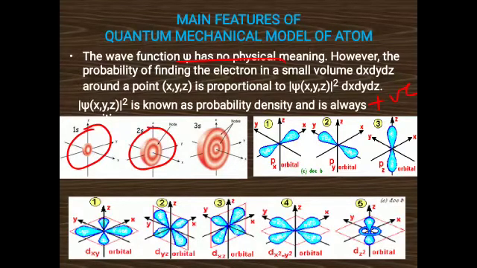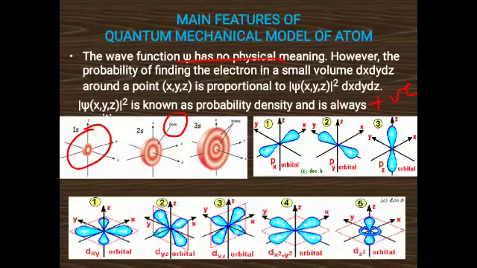What is the empty space between the 1s orbital and 2s orbital? It is nothing but a node. The empty space that is left between the 1s spherical orbital and 2s spherical orbital is called a node. Node means it is a three-dimensional region of space where we can't find any electrons at all.